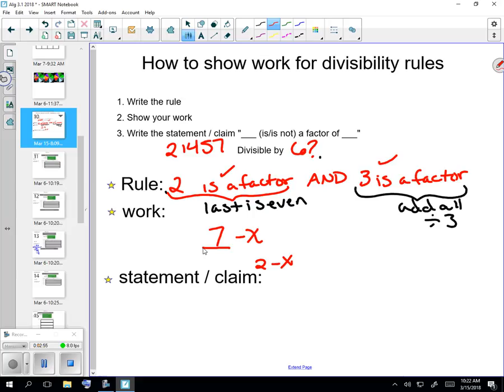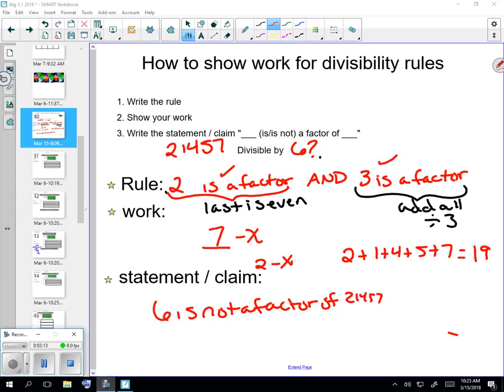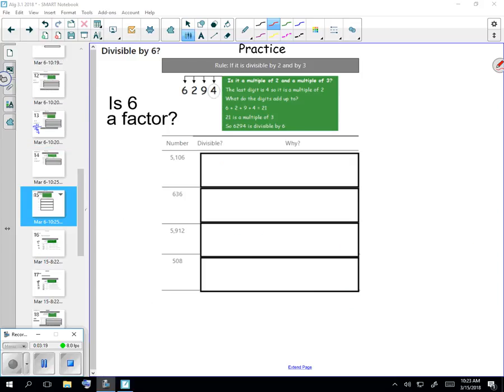But let's check 3. We look at all the digits and add them up, and we get 19. 19 is not divisible by 3. We get a remainder, or if we keep going, we will get a decimal. So then we can make our claim. 6 is not a factor of 21,457. Let's give you some practice.